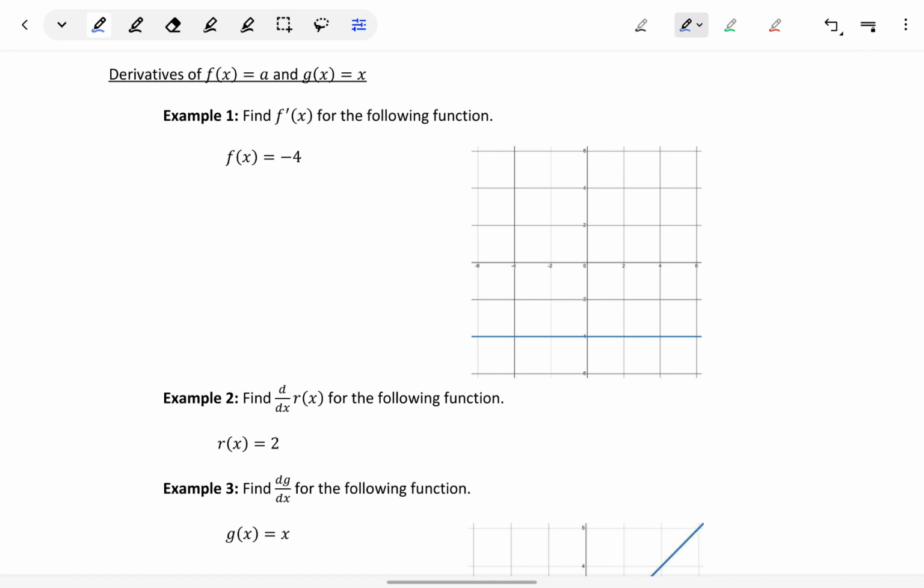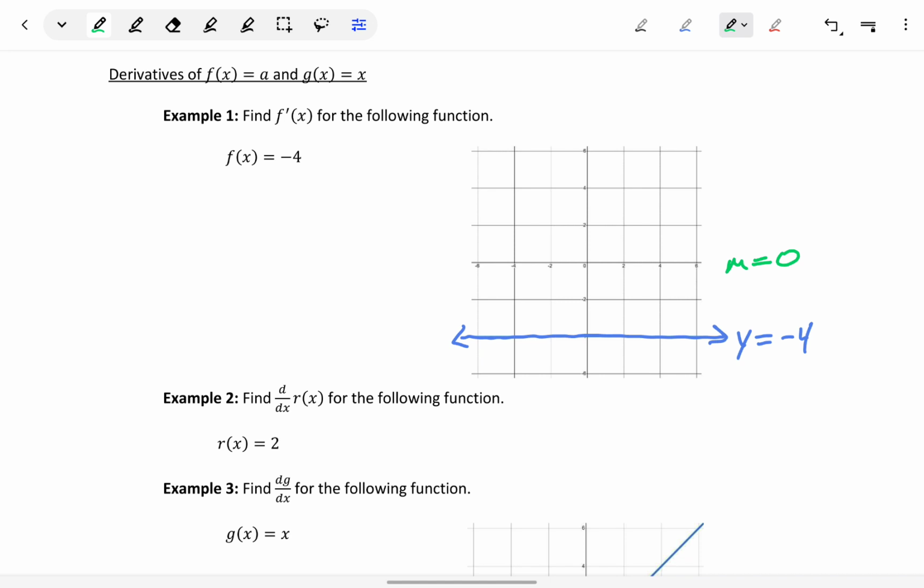In example 1, we're considering the function f of x equals negative 4, and we want to find the derivative of that function. We have that graphed on this coordinate plane here. F of x equals negative 4 is just the straight, horizontal line passing through y equals negative 4. At a glance, hopefully we can identify that the slope of this line would be 0.